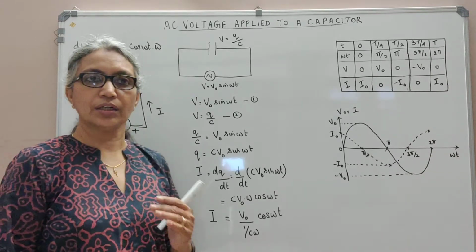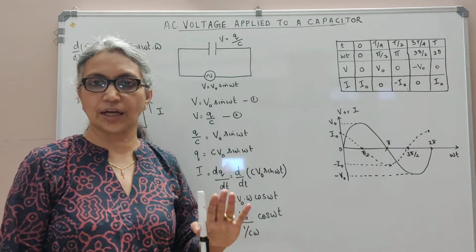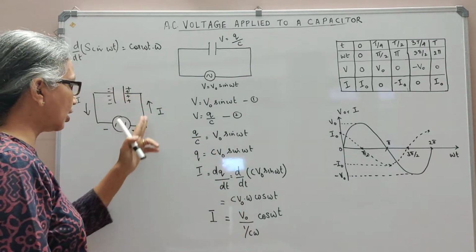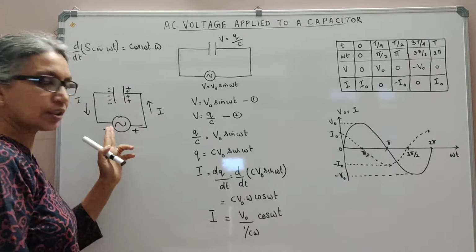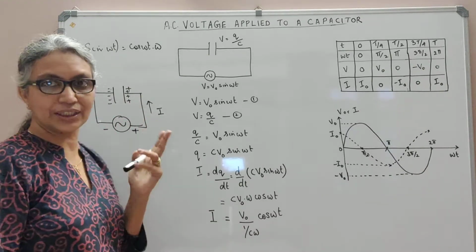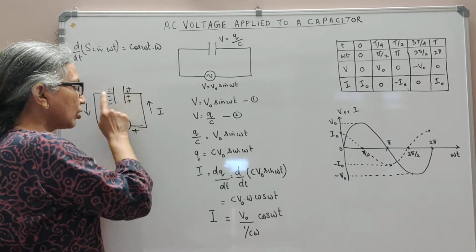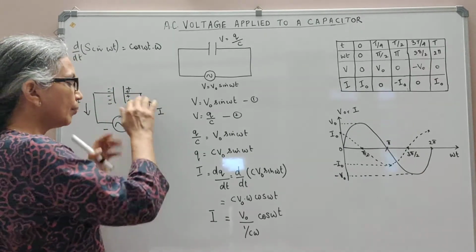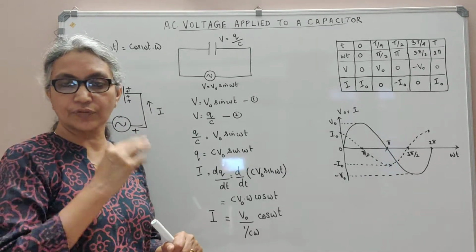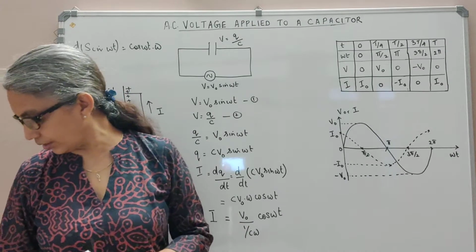So basically, DC voltages when connected to a capacitor block DC current, but AC currents are allowed. When you connect an AC source, there will be a current in the circuit which keeps changing its direction. There will never be charges flowing across the plates of the capacitor, but because of the charging and the discharging of the capacitor plates, there will be current in the circuit, AC current in the circuit.